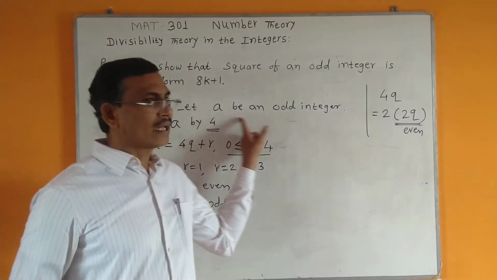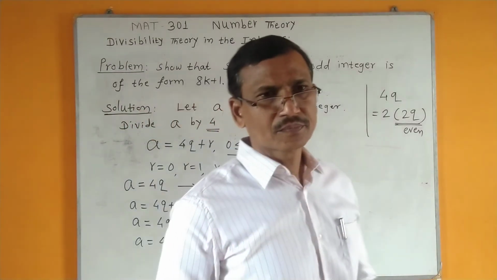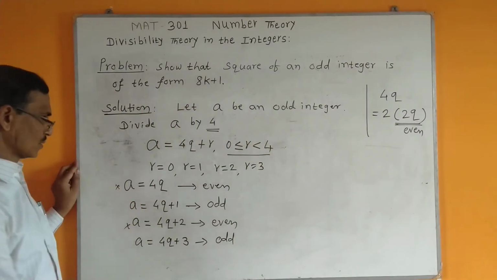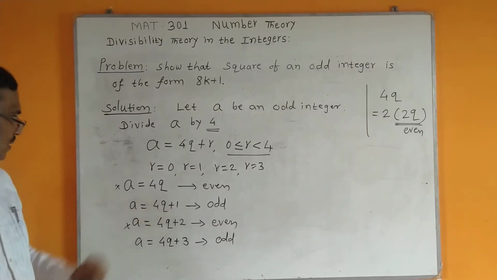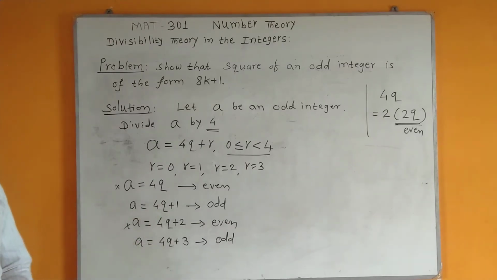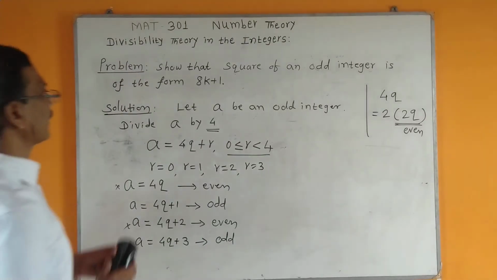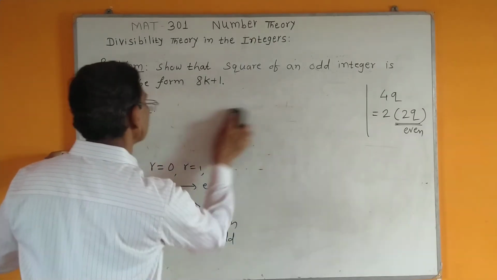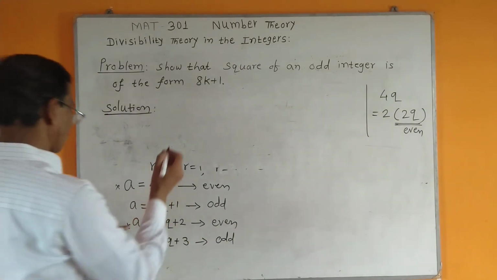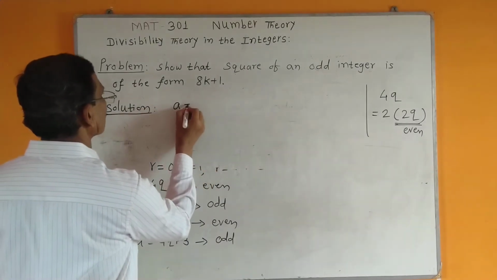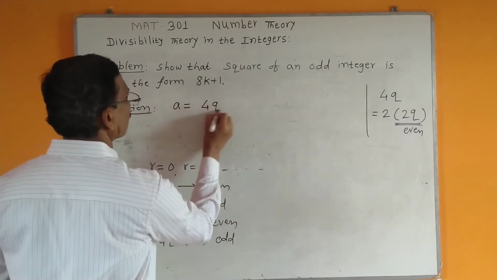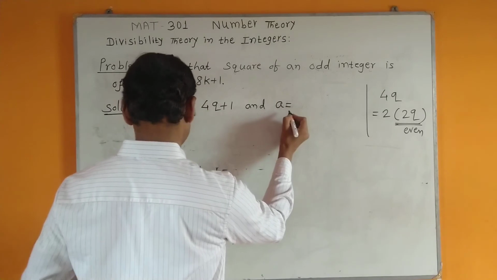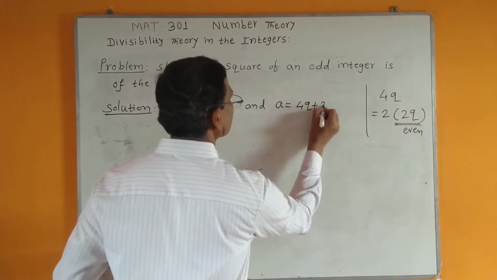But our assumption is that a is an odd integer. Therefore, we can skip these two values. We have to consider only a is equal to 4q plus 1 and a is equal to 4q plus 3, because a is odd. Since a is an odd integer, therefore a is equal to 4q plus 1 and a is equal to 4q plus 3.